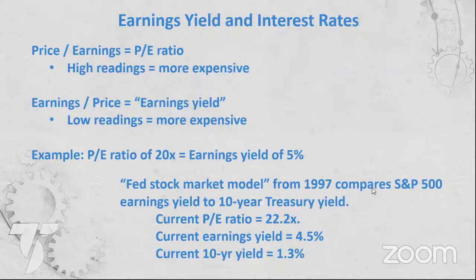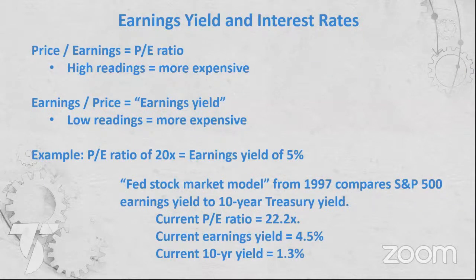And what it says is that the earnings yield of the S&P 500 over time should approximate the 10-year Treasury yield. So if you look at the current, and I did this over the weekend, the PE ratio of the S&P 500 was around 22 times, which translates into an earnings yield of 4.5%. Again, we just take the earnings and divide it by the price to get the earnings yield. So that's about a 4.5% yield. The 10-year Treasury yield is around 1.3%. So based on this, the S&P 500 is not overvalued based on the model, the Fed model.